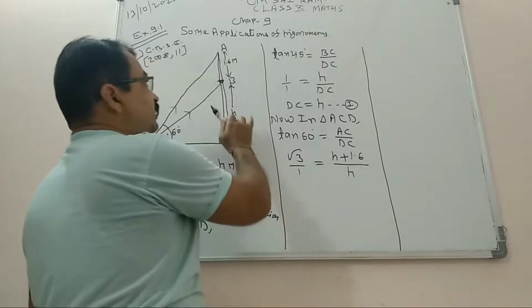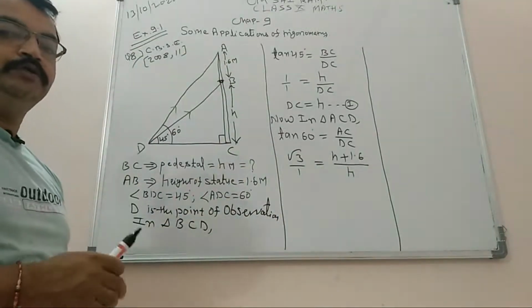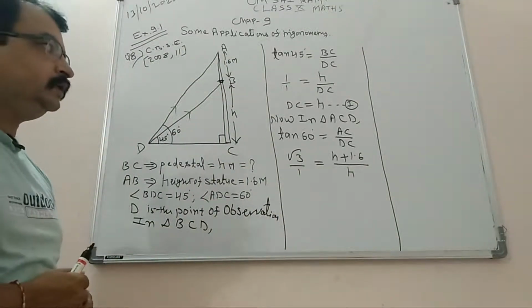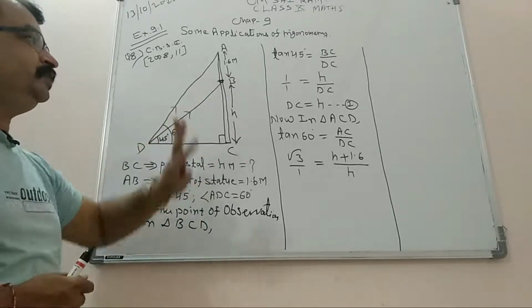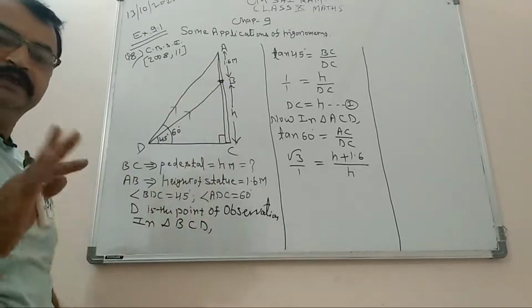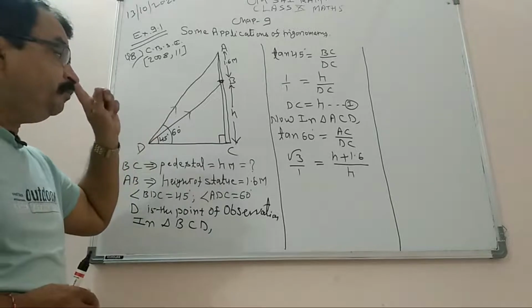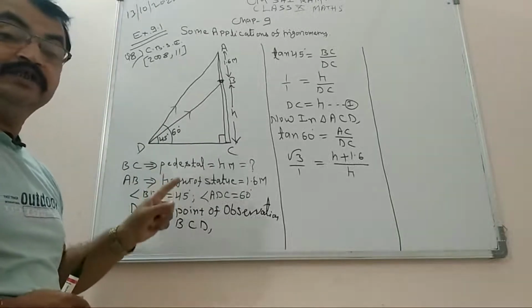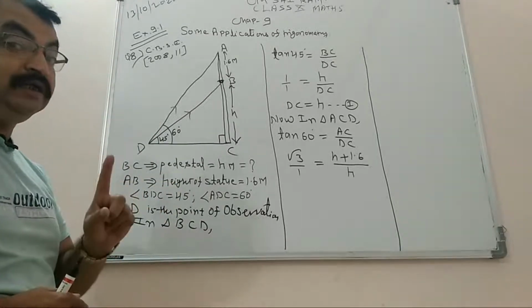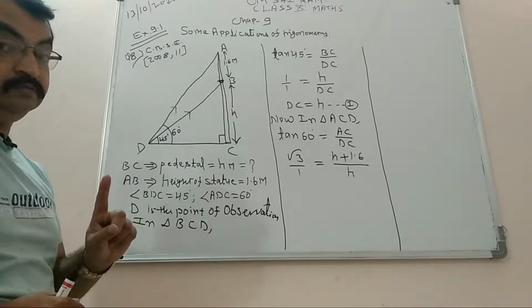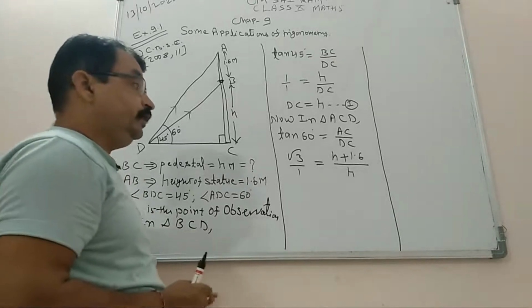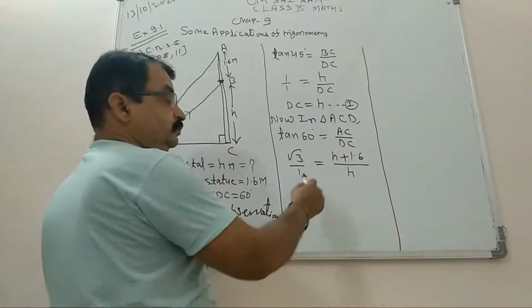See, everything I have marked in the figure, so there is no need to write it again and again. For AC you will not write AB plus BC. It is understood. Everything is clear in the figure, because drawing the figure by reading the statement carries marks. I told you, 1 or 1.5 marks. Remember it. Okay.